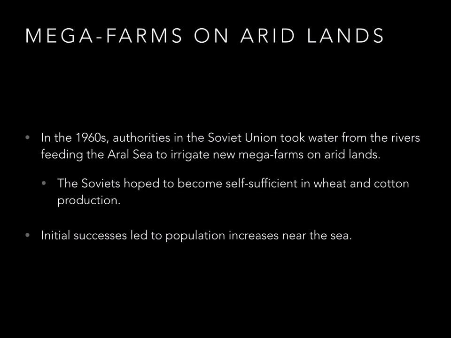Mega farms on arid lands. In the 1960s, authorities in the Soviet Union decided that they would take water from the rivers that fed the Aral Sea and use this water to irrigate new mega farms. The Soviets were hoping to become self-sufficient in wheat and cotton production. Initial successes led to population increases near the sea.